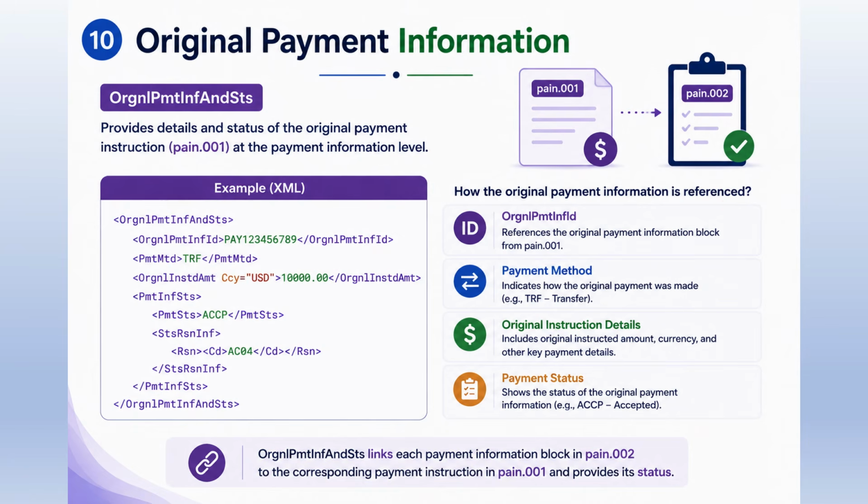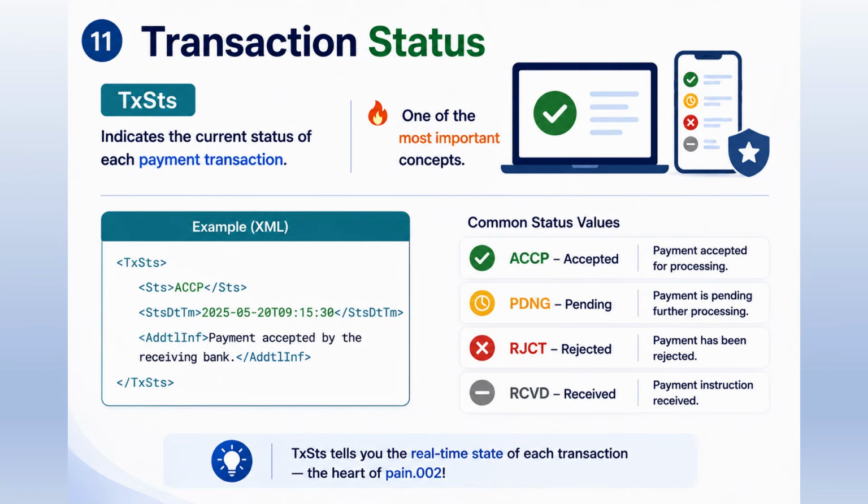So far, we have message level, group level, payment information level. Now we reach one of the most important elements in pain.002, TxSts, transaction status.